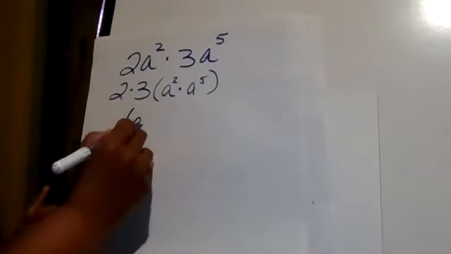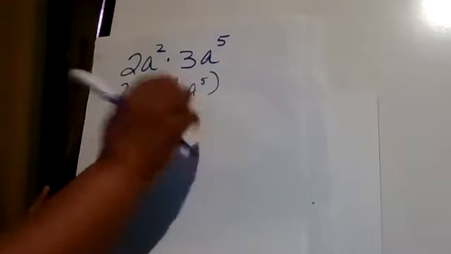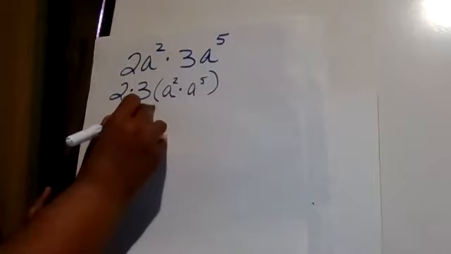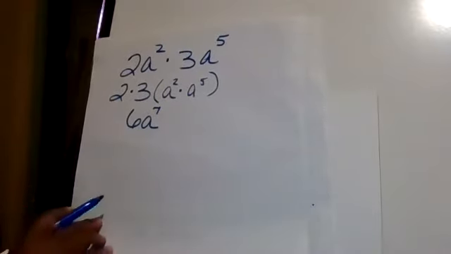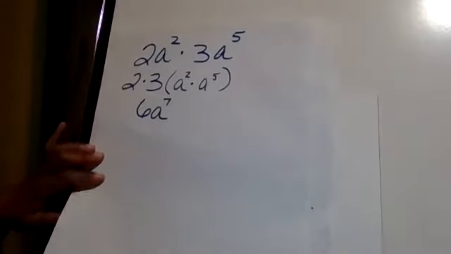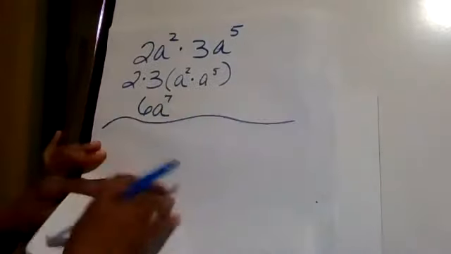So I'm going to multiply 2 times 3. That gives me 6. When multiplying like bases, keep the base, add the exponents. 2 plus 5 gives me 7. So I end up with 6a to the 7th power. All right, look at another one.